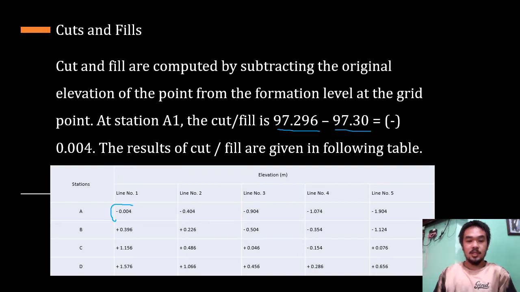So this part in B line 1, it's positive 0.0396. The positive sign indicates fill, while the negative sign indicates cut. So this negative 0.004 is to be cut, and this is to be filled. These are the values for each station, each grid, that needs to be cut or filled.